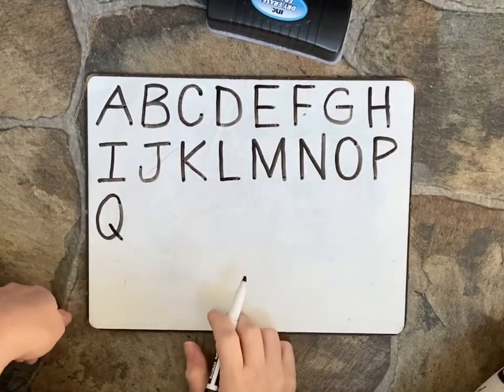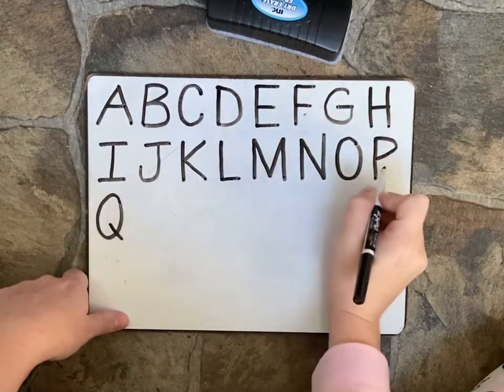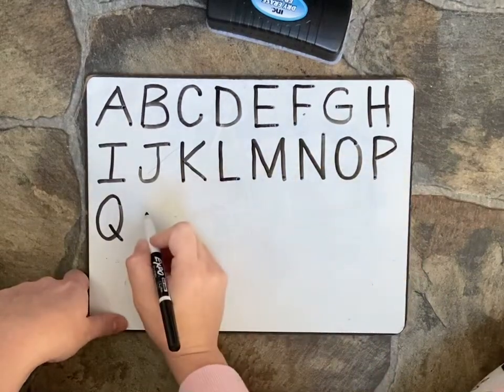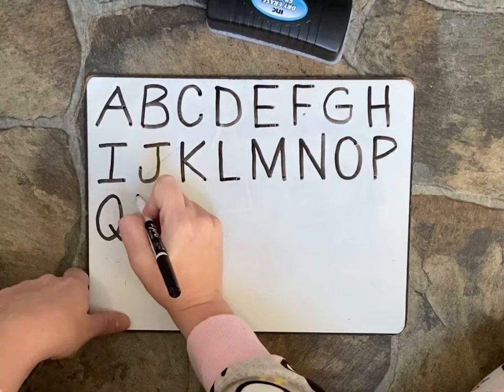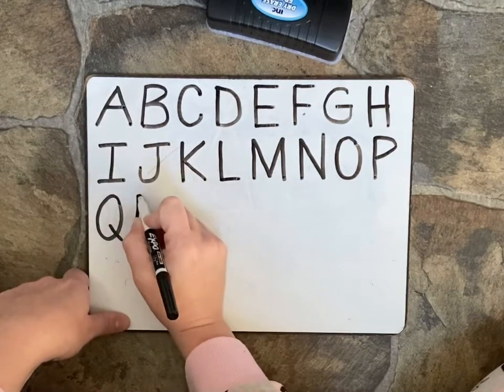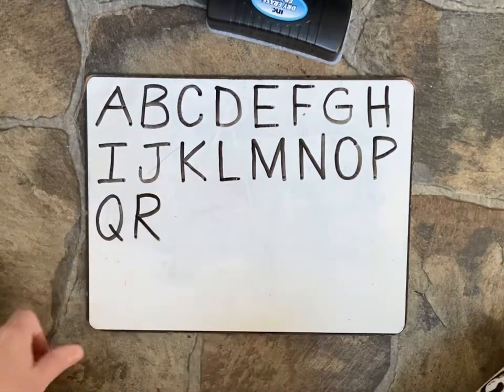What comes after Q? R. Now, if you can make a P, you can make an R, okay? So we're gonna start like the P, you're gonna pull down, and then come back to the top and go around and then slant out. And there is your R.